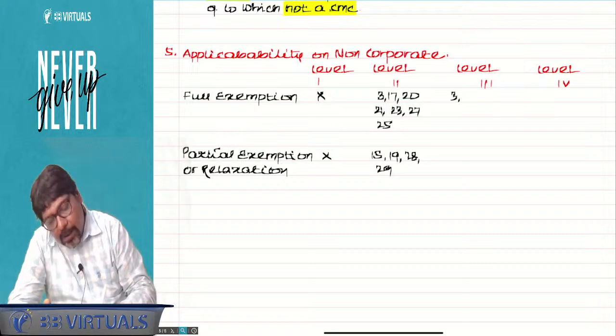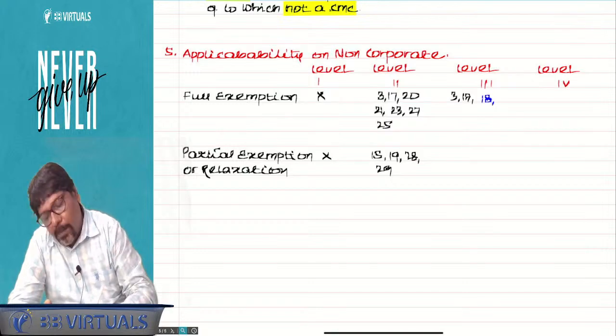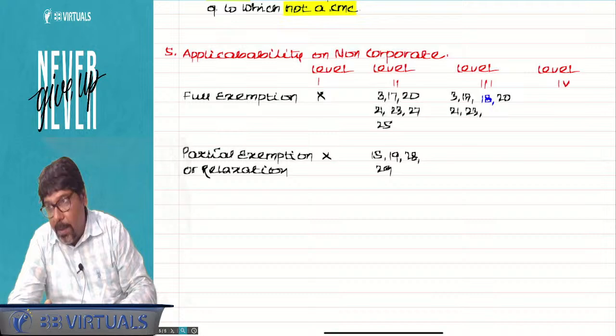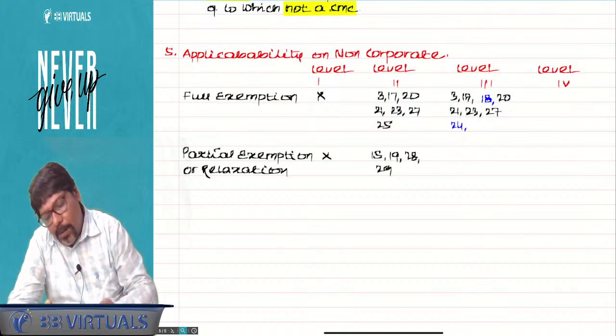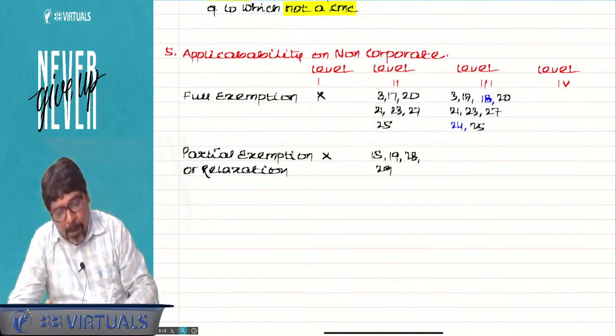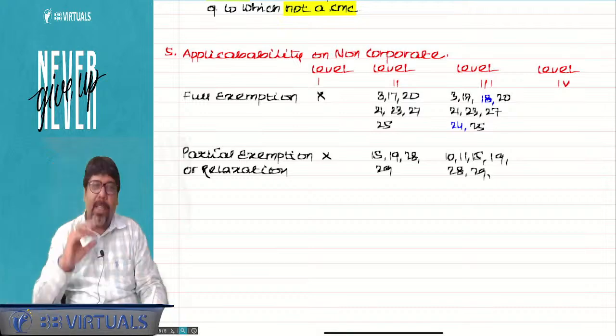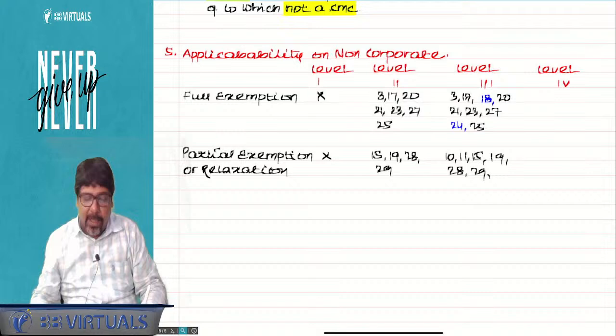Over here 3, 17, 18, 20, 21, 23, 27. Extra is 24, 25. Over here 10, 11, 15, 19, 28, 29. In partial exemption there could be some relaxation as far as disclosures are concerned.